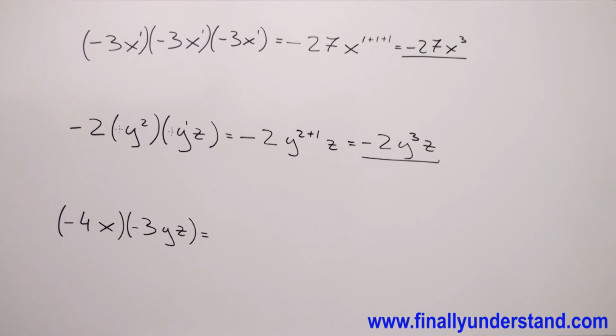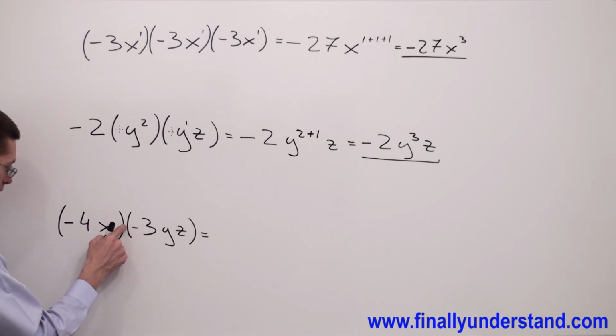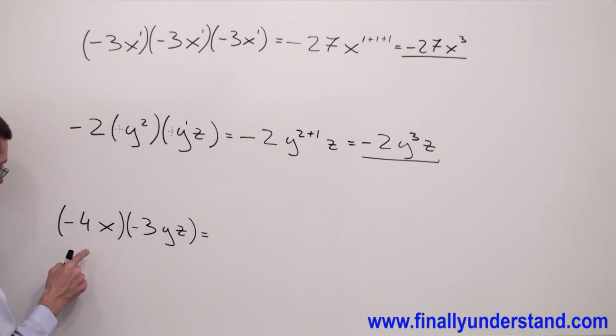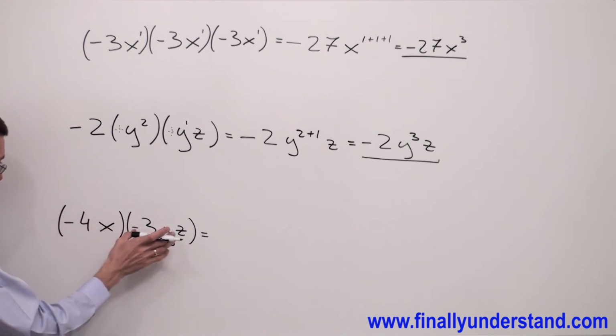Let's take a look at the third example. Please keep in mind that anytime we have two parentheses next to each other, there is always an invisible multiplication sign between both of them. So I have to multiply this term by this one.